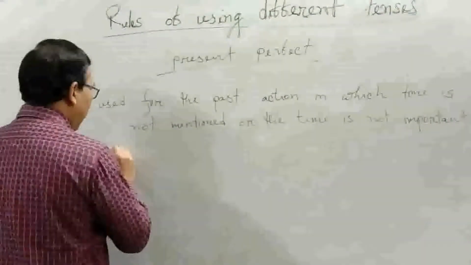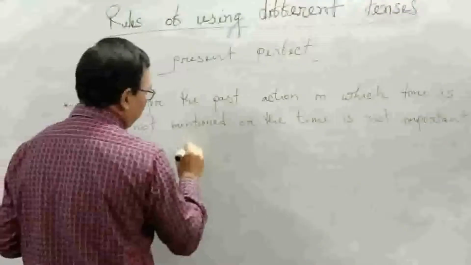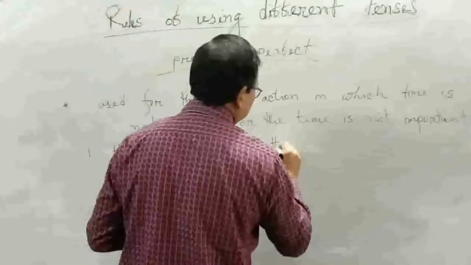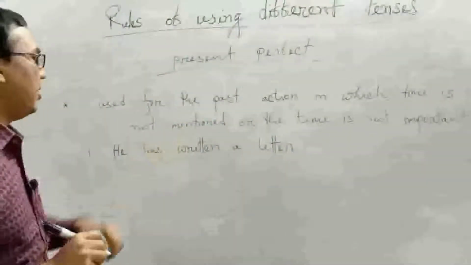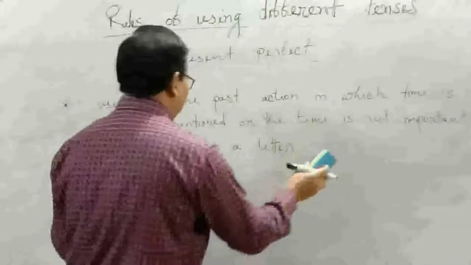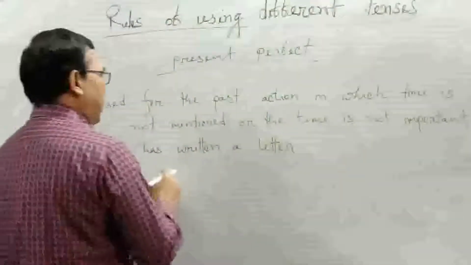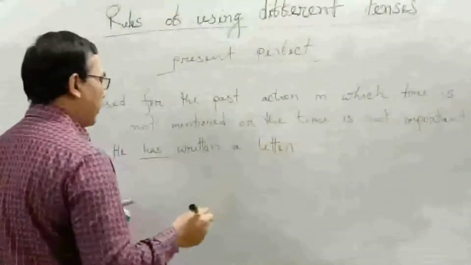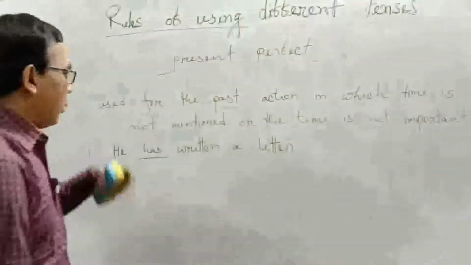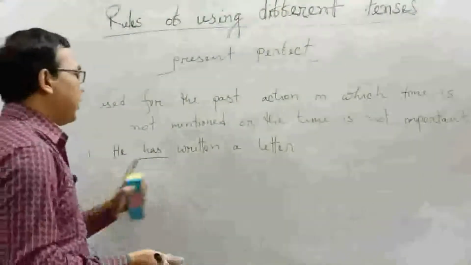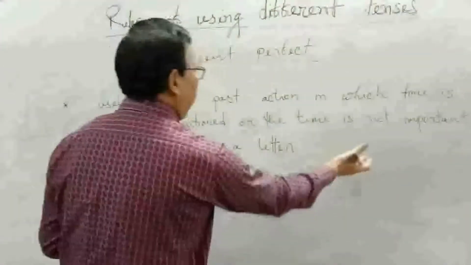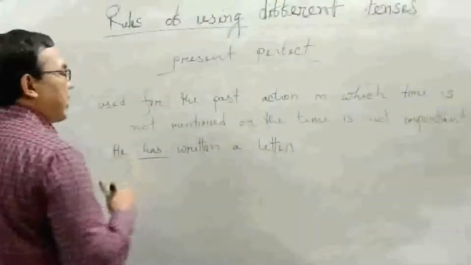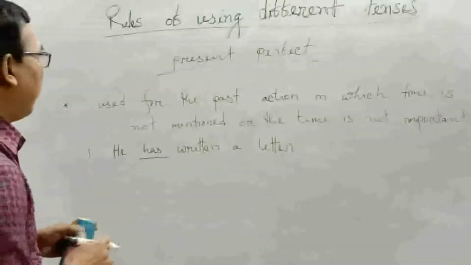I am giving an example. He has written a letter. If I just mention the time, he has written a letter yesterday, in that case this will be a wrong sentence. In that case we will have to write he wrote a letter yesterday. As the time is not mentioned, or maybe the time is not important, this can be used in present perfect tense.